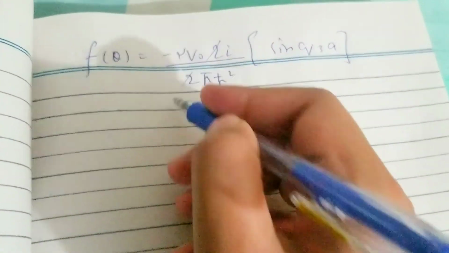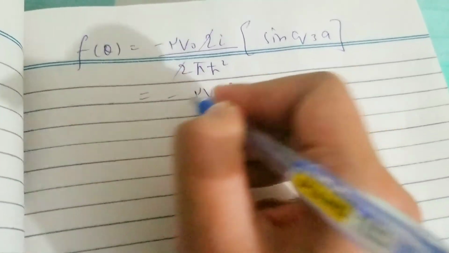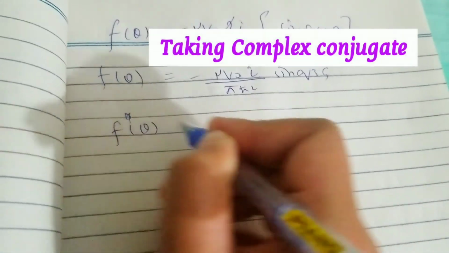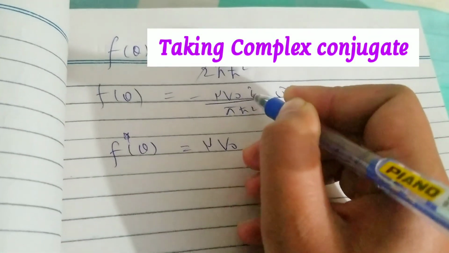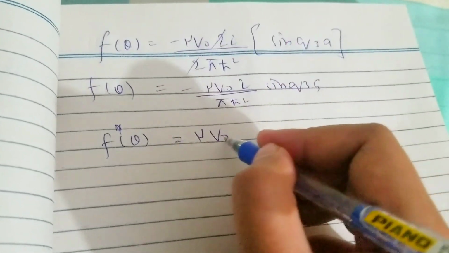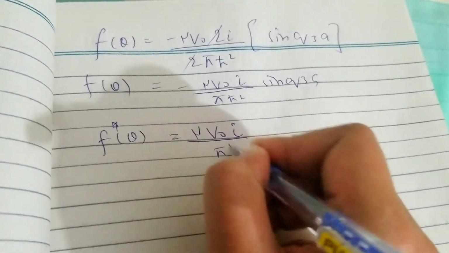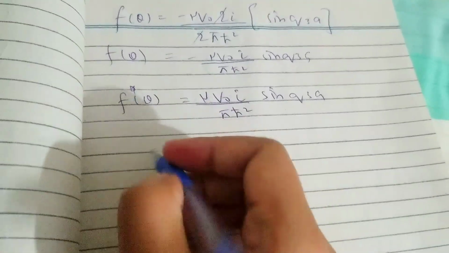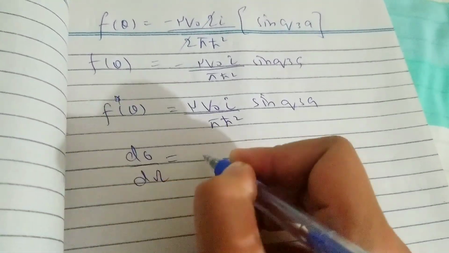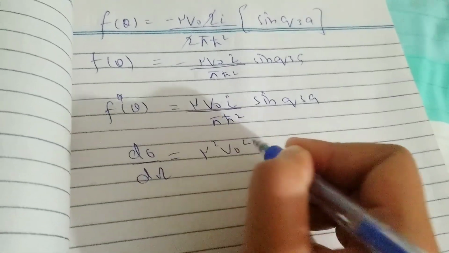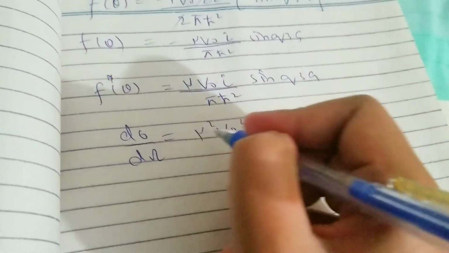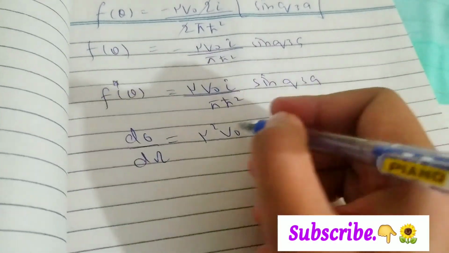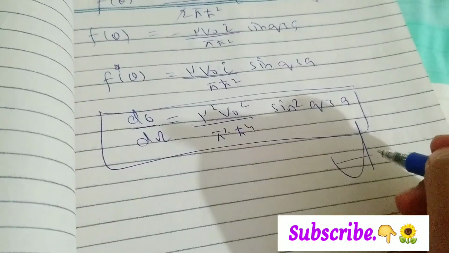So here 2 and 2 get cancelled out, and we have minus v naught iota pi h cut square sine q3a. For the complex conjugate, we replace iota with minus iota and it becomes this. It multiplies with the negative and becomes like that. We need to multiply both of these quantities to get the differential cross section, and what we get is mu square v naught square. Iota square will be minus 1, which multiplies with this minus and becomes positive as a result. So this is the answer.